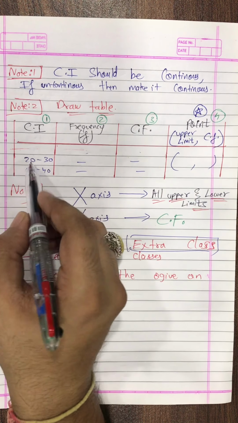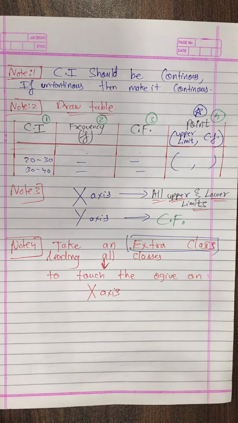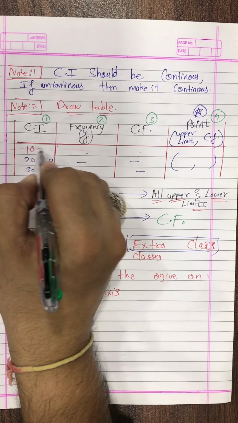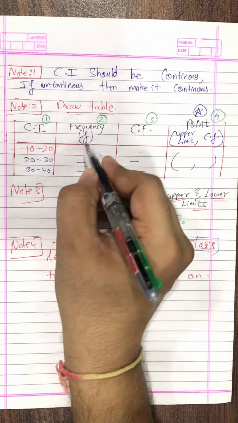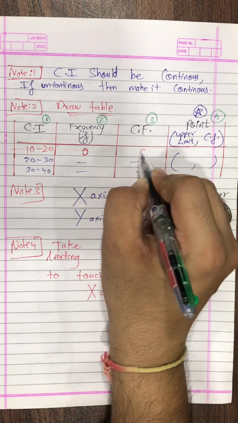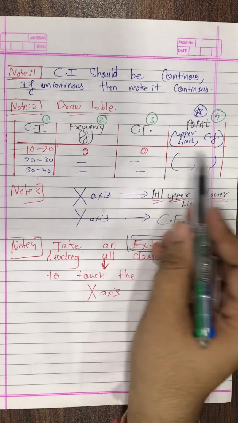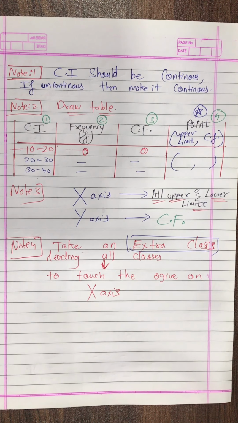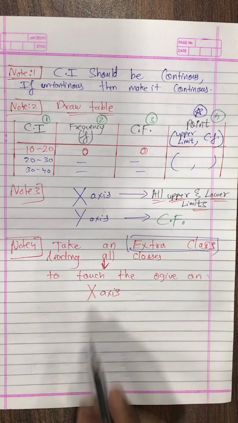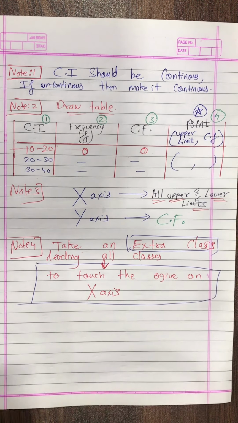That means the one above this. So above 20 to 30, what will the extra class be? The extra class will be 10 to 20. And because I took it, I'll take frequency 0, cumulative frequency 0. And subsequently the relevant point I will mark here. Why do we do so? To touch the ogive on the x-axis.